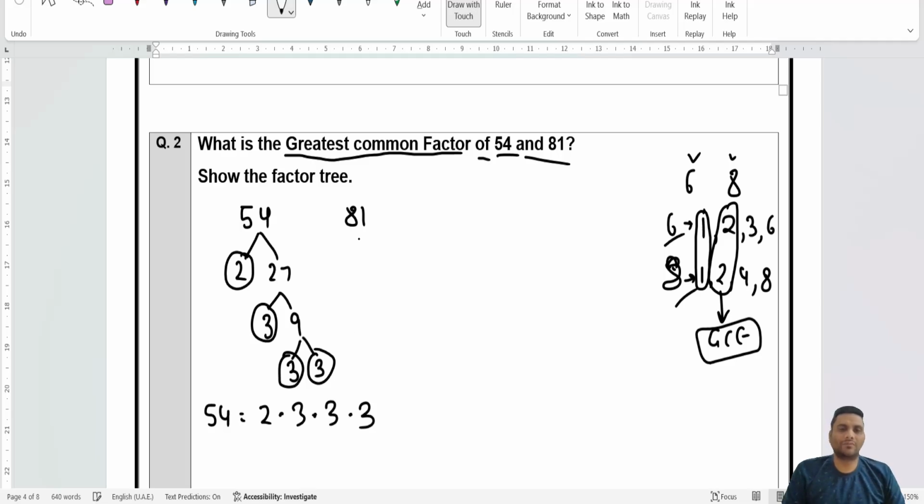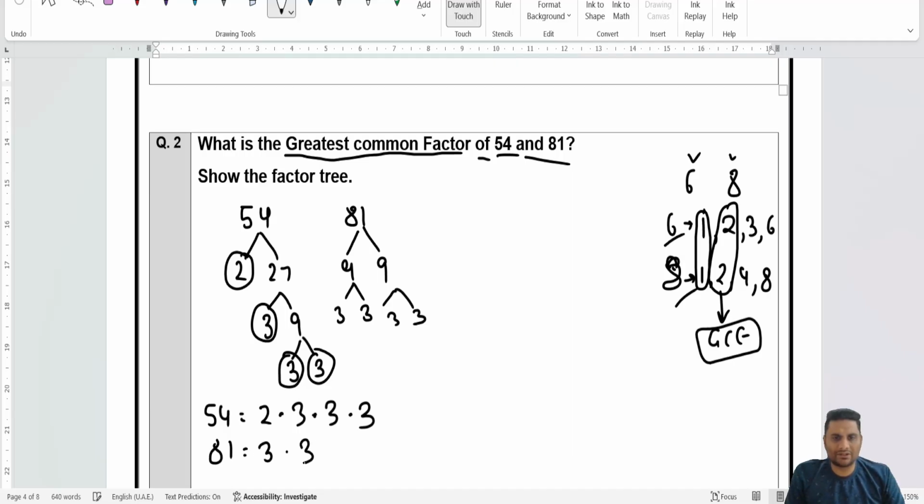Okay. Do the same thing with 81. I can do 9 times 9. Yes. Then I can do 3 times 3 and here 3 times 3. So 81 will become 3 times 3 times 3 times 3.